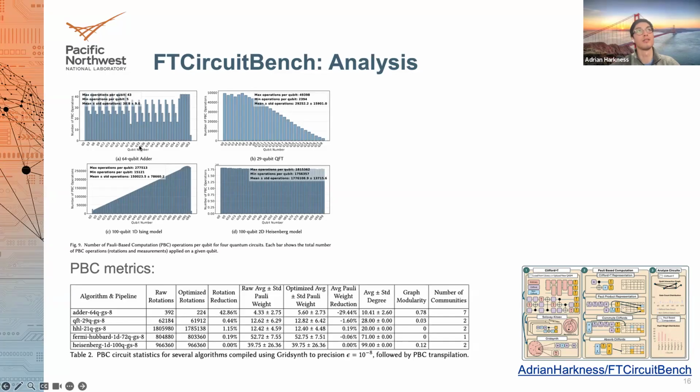Essentially, if you see something like for our 64 qubit adder, we have this high variance, with some qubit indices participating in many PBC operations, some participating in very few. And we'll most likely want those qubit indices that participate in many PBC operations to be more centrally located or more connected when we actually map it to our hardware, versus something with essentially no variance, like the 2D Heisenberg model. We can't expect to get much benefit from a smart mapping strategy to hardware.